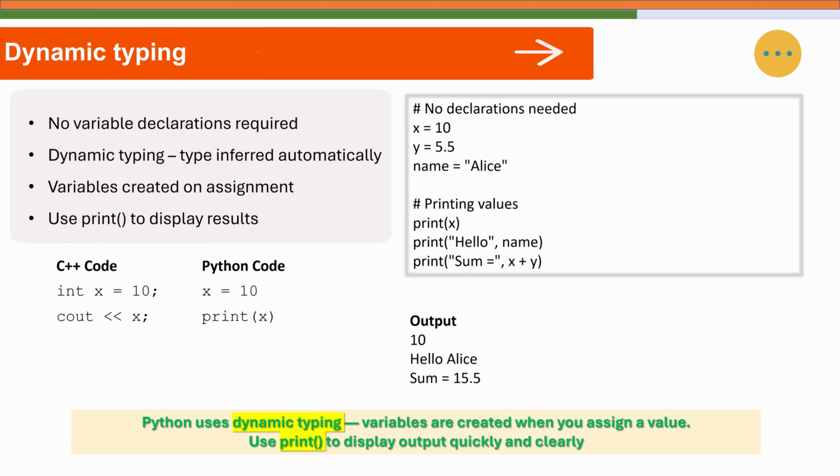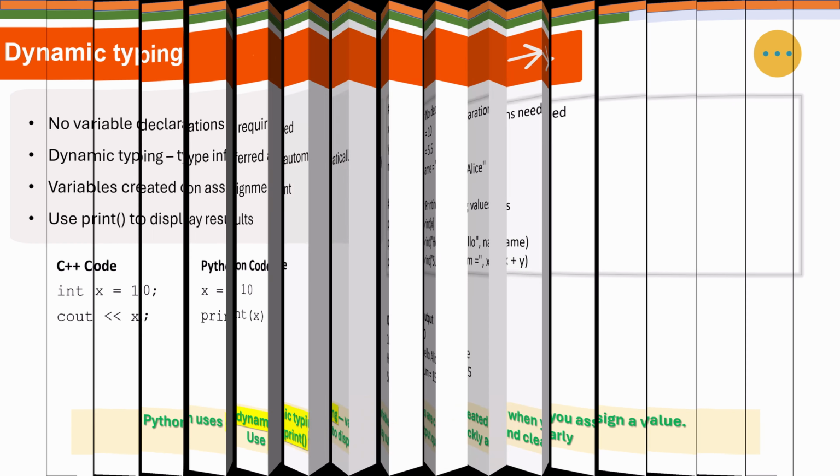This makes Python very beginner friendly, since you can write and run your code without worrying about type declarations or compilation steps. Notice that we didn't use int, float, or string anywhere. Python automatically detects the type, and we didn't need to include semicolons or any header file, just assign and print. In Python, user input is handled by the input function.